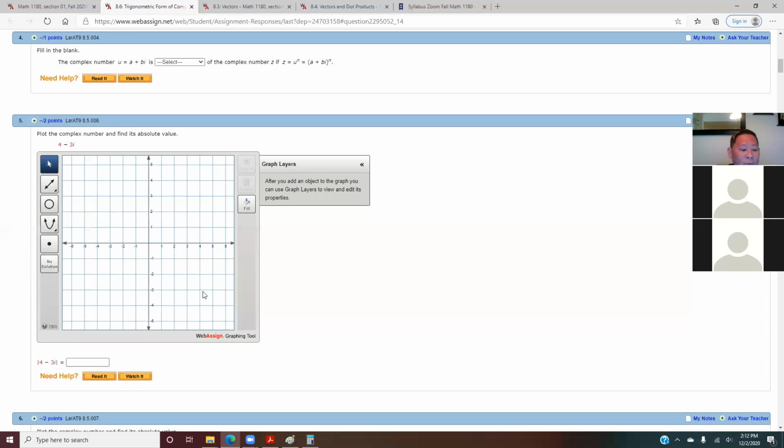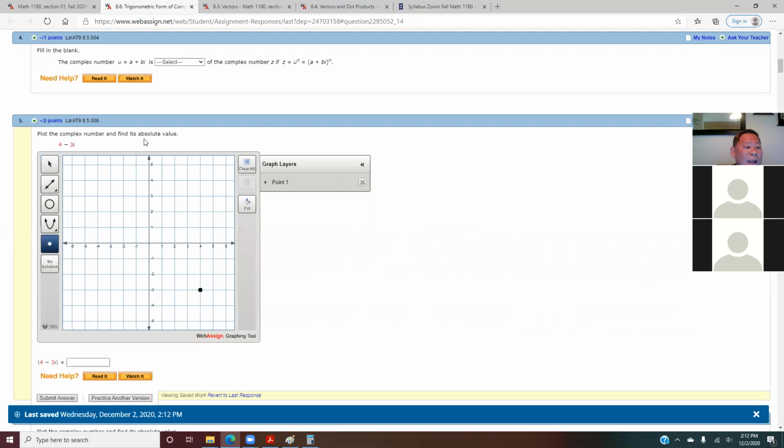So 4, -3. This is the one that I have problems with. 4, -3. Oh, there you go. Oh, that's good. So this is the point. This is how you plot it. You don't need to draw any arrows. You just plot the point, 4 for the real and -3 for the imaginary.